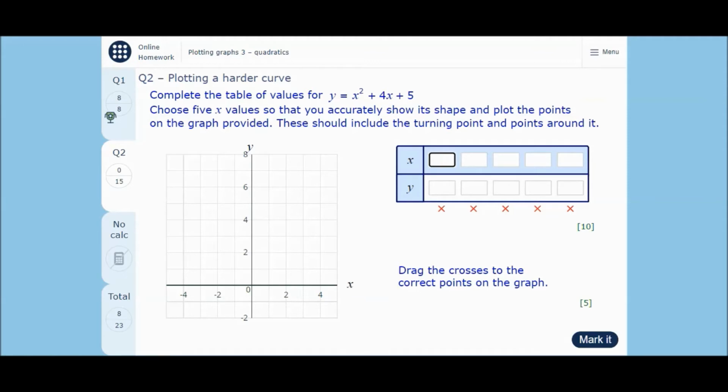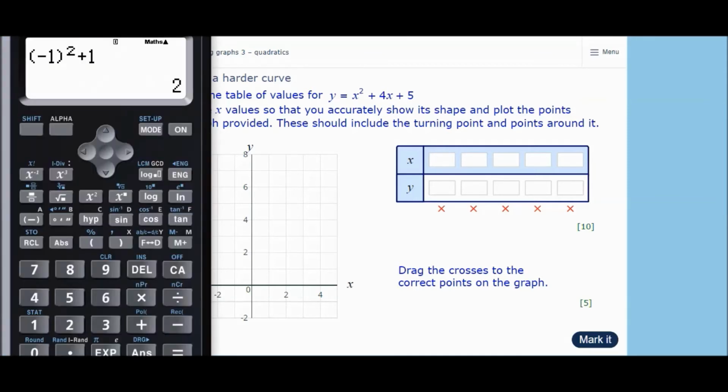So always start with 0. It's not always going to be the turning point, and in this case, with having the plus 4x here, we know it's not going to be, but we're going to start with 0 and see what our values are. So I'm going to clear this, and I'm going to put in this x squared. So again, I've got x squared, come along, plus 4 lots of, and I'm just going to put a bracket in here, and plus 5. I'm going to go back across, and I'm going to put a bracket at the start as well.